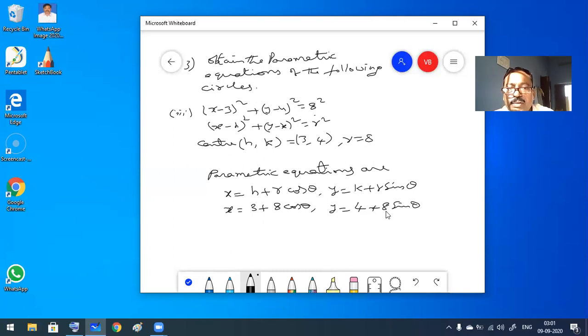We will go to another problem. Different types of circle equations are given. For these different types of circle equations, we can obtain the parametric equations. Now we will consider the fourth type of equation.